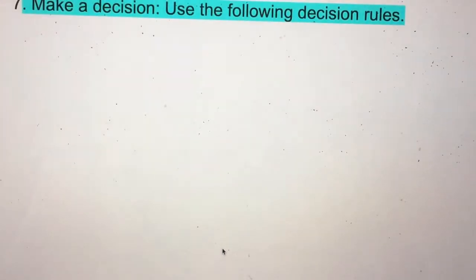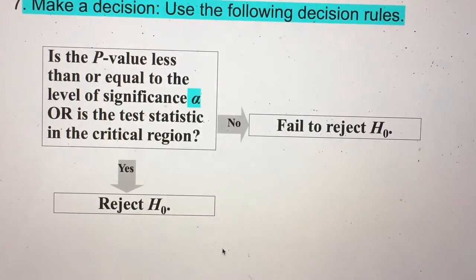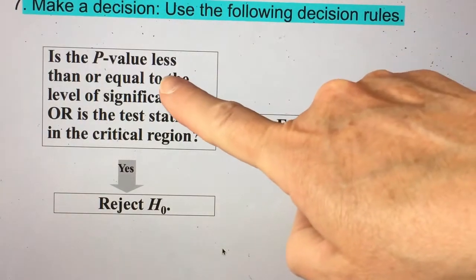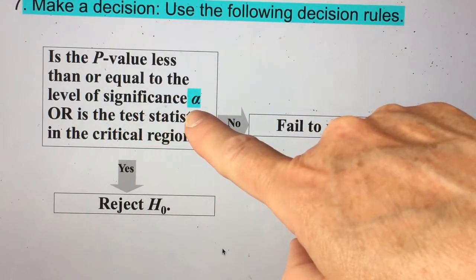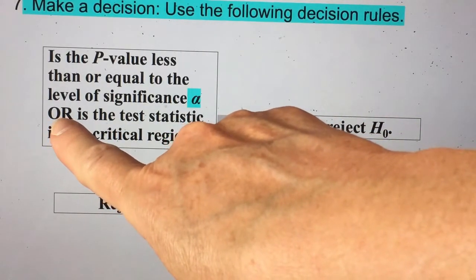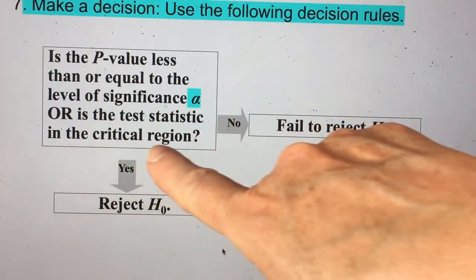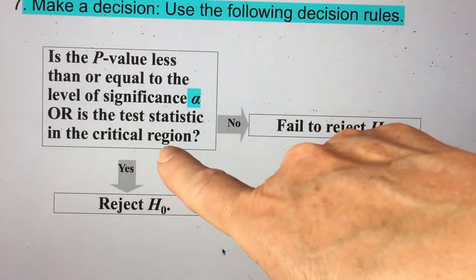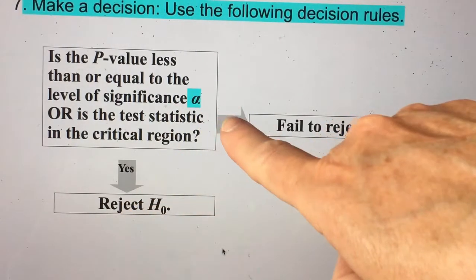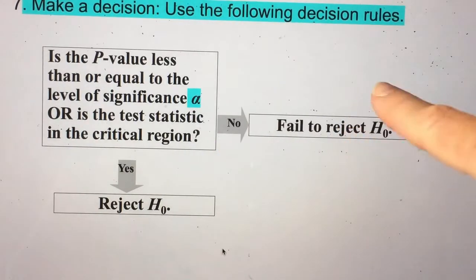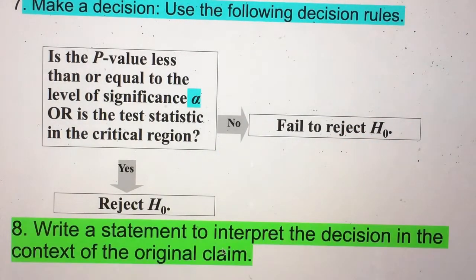Then the next page is how we make our decision. We're going to make a decision using the following decision rules. If we're using a p-value, we're going to say, is our p-value less than or equal to the level of significance, alpha? Or if we're using a critical region, is the test statistic in the critical region? If we can say yes to those, then we reject the H sub 0. If we can say no, we fail to reject the H sub 0. Then lastly, we write a statement to interpret the decision in the context of the original claim.